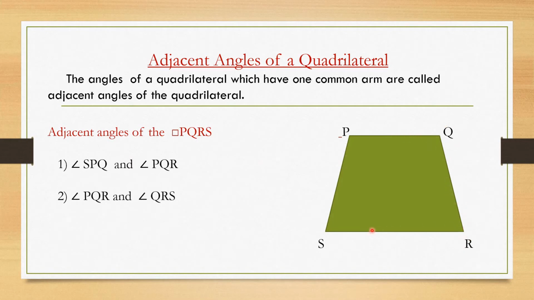And third one, angle QRS and angle RSP. And fourth one, angle RSP and angle SPQ. These are the adjacent angles of the quadrilateral PQRS.